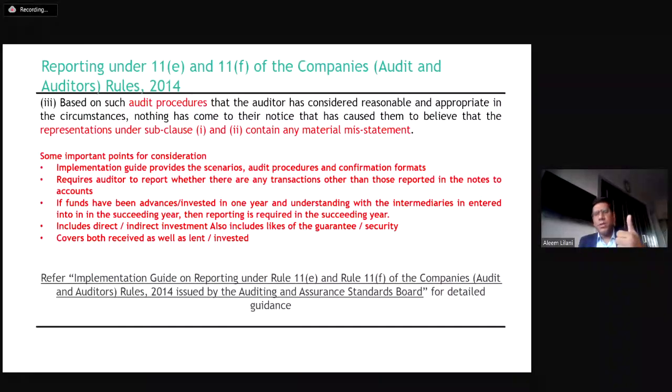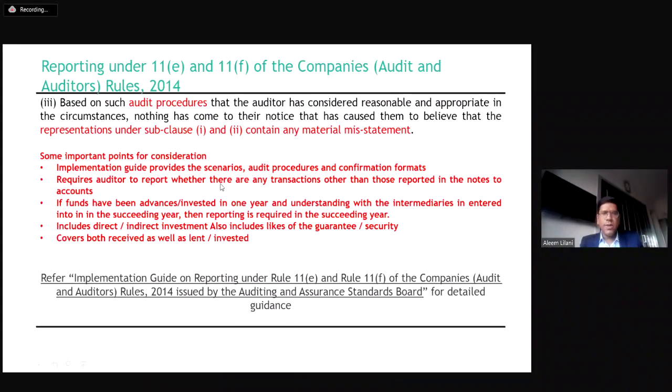Basically, we need to take representation for both the matters 1 and 2, and then we need to do some audit procedures which will let us believe that those representations are fine, because of course the management is doing it. It is not easily traceable, right? So we're getting a representation of the management. The implementation guide is providing all the scenarios, the audit procedures, and the confirmation formats. So I request everyone to read that, pick complete guidance from there and work on this clause.